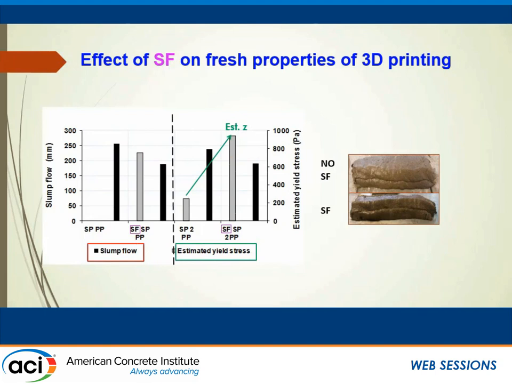Now for the same mixes, we can look at the link between the estimated yield stress and the slump flow. By adding superplasticizer and silica fume, in this case, we can see the yield stress increases as the slump flow is reduced.